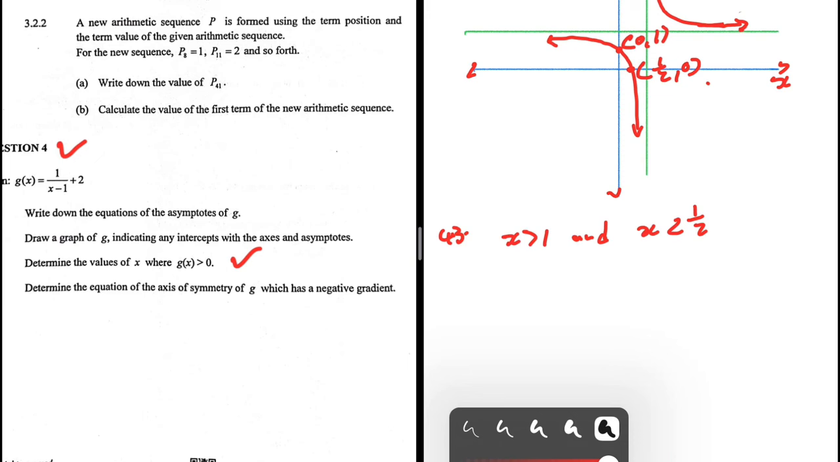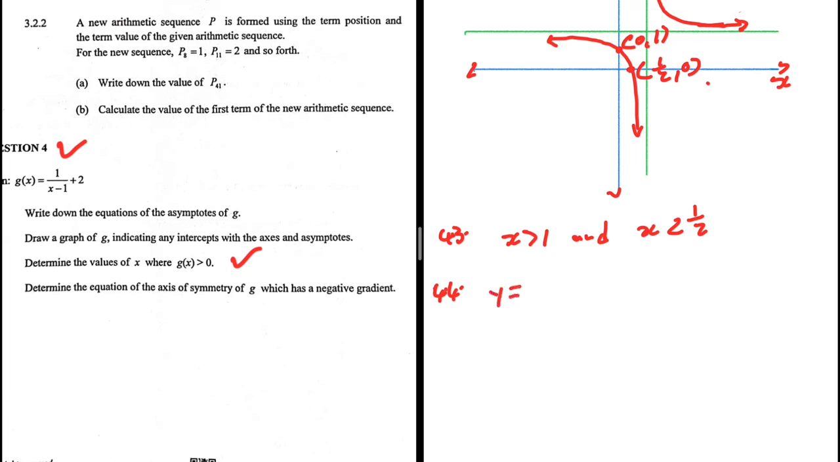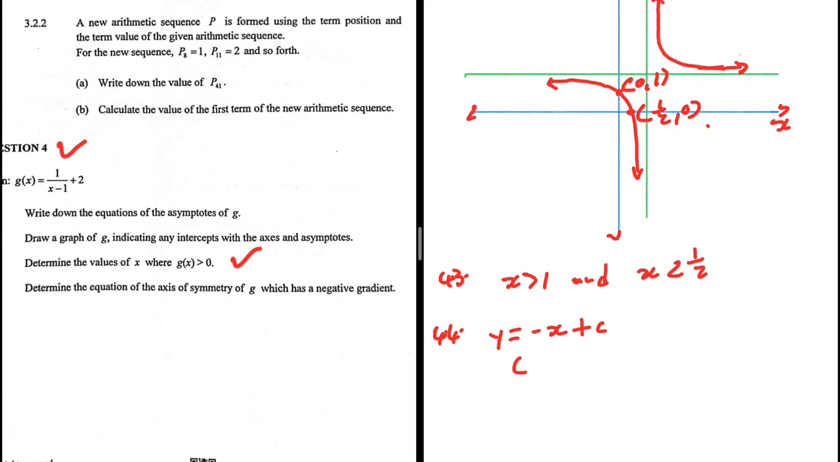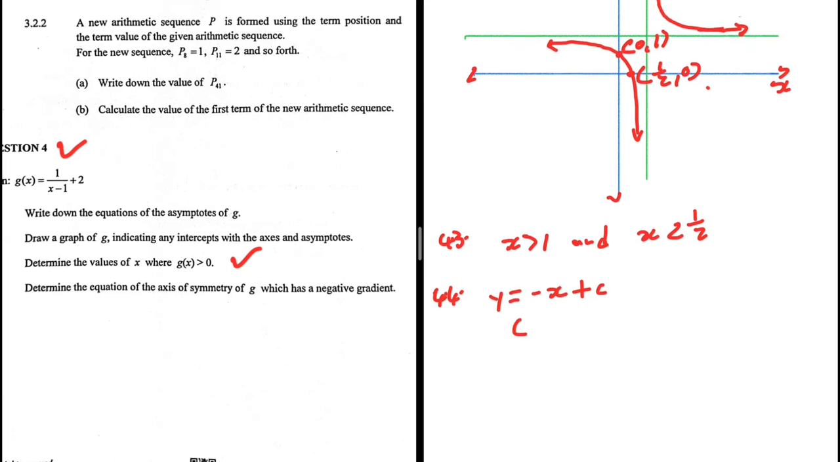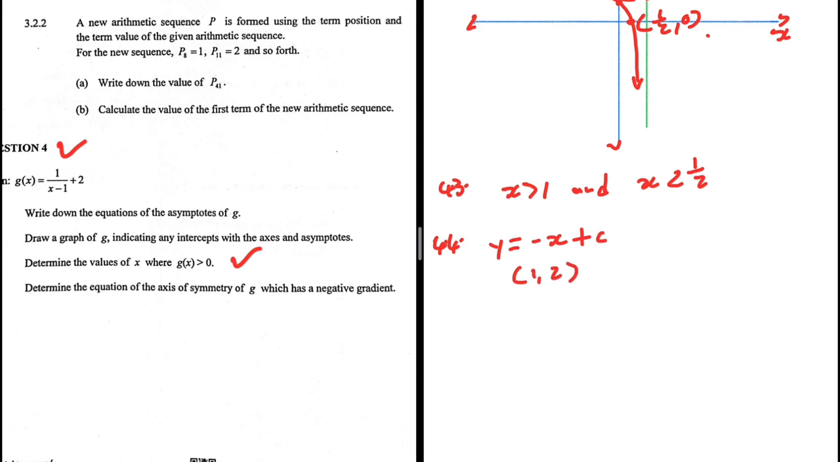Okay, 4.4. Determine the equation of the axis of symmetry of g, which has a negative gradient. Right, so the one that has a negative gradient is y is equals to minus x plus c. If it had a positive gradient, it would be y is equals to x plus c. That's how it works. And then the point you substitute here is where your asymptotes intersect. Our asymptotes, x is equals to 1 and y is equals to 2.